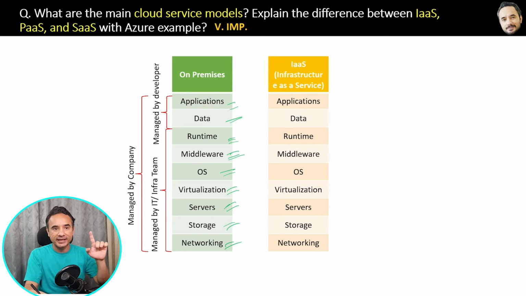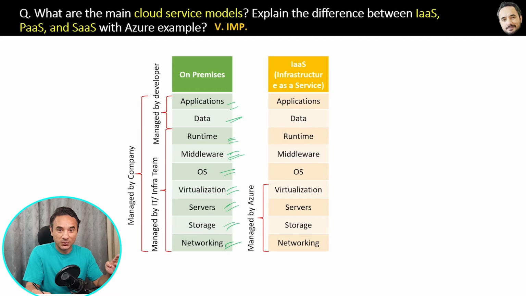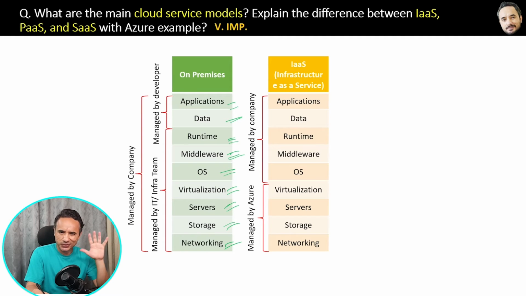First is IaaS, infrastructure as a service. Here, these four things, virtualization, servers, storage and networking, will be managed by Azure. Okay. And your company has to manage only the top five things, meaning your company employees now have less work to do. So relax.